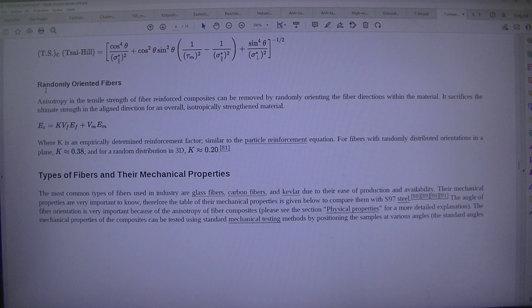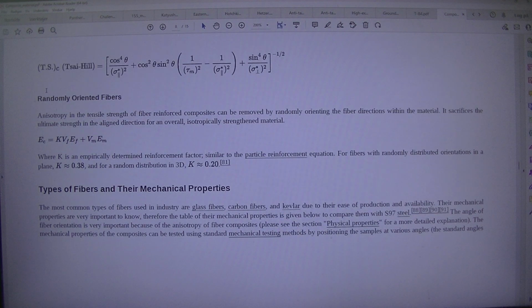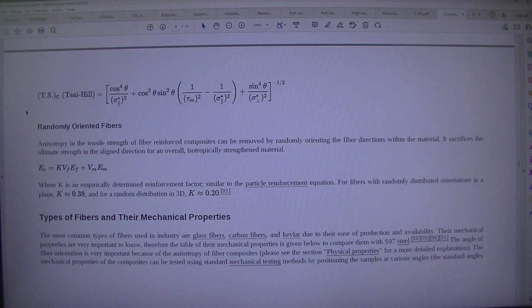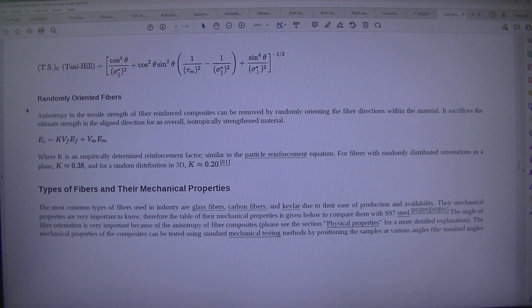Randomly oriented fibers. Anisotropy in the tensile strength of fiber-reinforced composites can be removed by randomly orienting the fiber directions within the material. It sacrifices the ultimate strength in the aligned direction for an overall, isotropically strengthened material. Where K is an empirically determined reinforcement factor, similar to the particle reinforcement equation. For fibers with randomly distributed orientations in a plane, and for a random distribution in 3D.